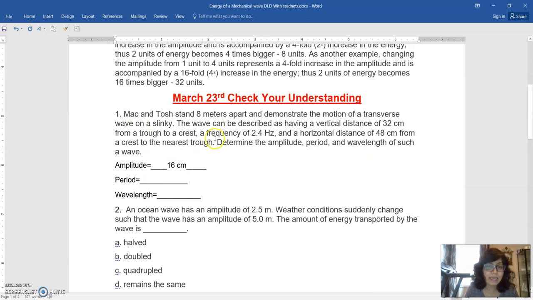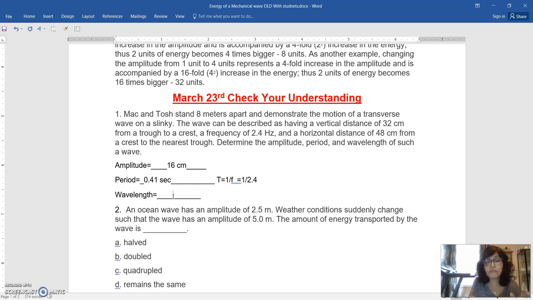And the next one was saying frequency of 2.4 hertz. Remember, students, we have learned that time period is the inverse of frequency. It's 1 divided by f. That being said, the period would be 1 divided by 2.4, and that gives me the answer of period being 0.41 seconds.